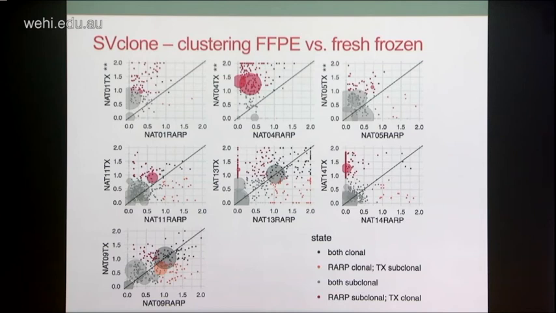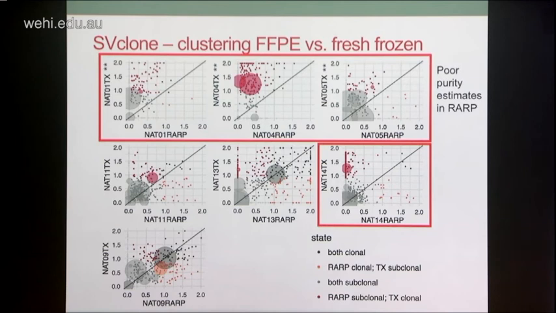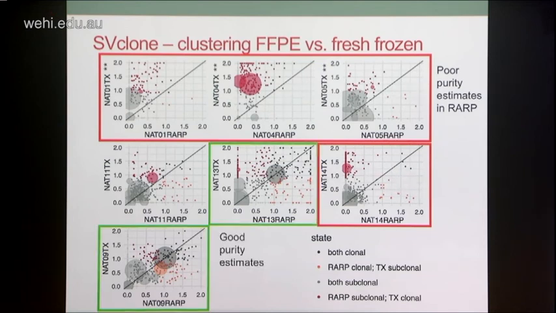So these changes are likely due to the overestimation of the fresh frozen sample purity, and they were above 90%. I think they were about 96 or 97, which is very unlikely. You're very unlikely to have almost 100% pure samples. And the ASCAT purity estimate was maybe half that or sometimes a third. So these samples didn't have very good purity estimates. In fact, none of these samples had very good purity estimates in the RARP sample. So we couldn't really use these samples.